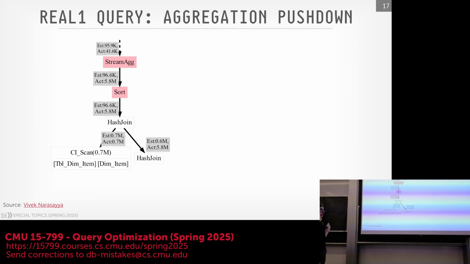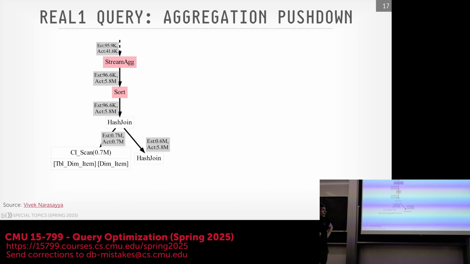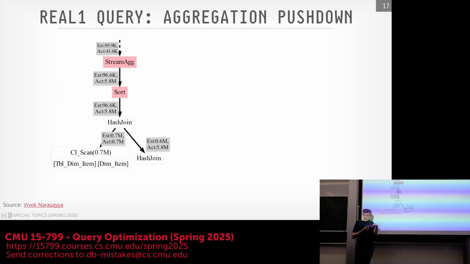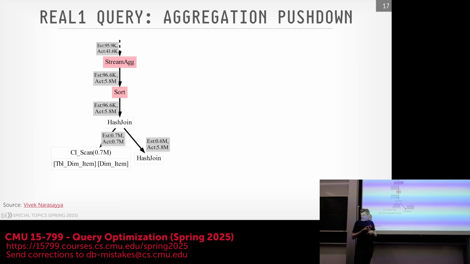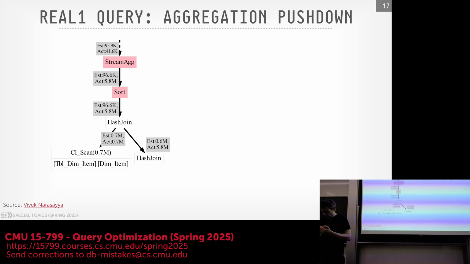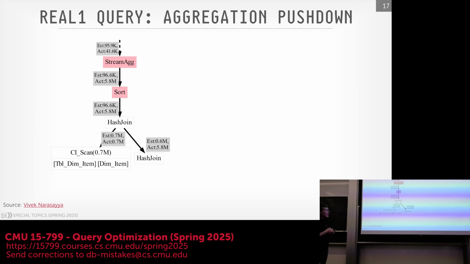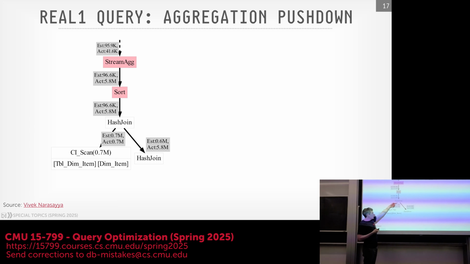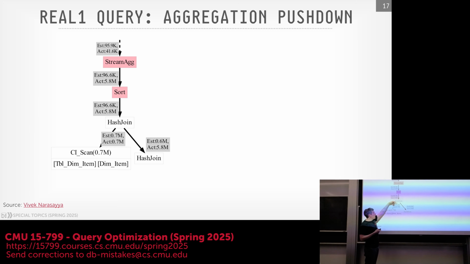The next one they make a big deal about as well is aggregation pushdown. This is one of the optimizations that they say Postgres can't do. I know Snowflake can do this, BigQuery can do this, a bunch of other systems can do this. Postgres cannot. DuckDB probably can do this, I haven't tested. Here we see that we have a hash join up above, and then we're going to take the output of this hash join, sort it, and then do a streaming aggregation, which is basically a sorted aggregation.